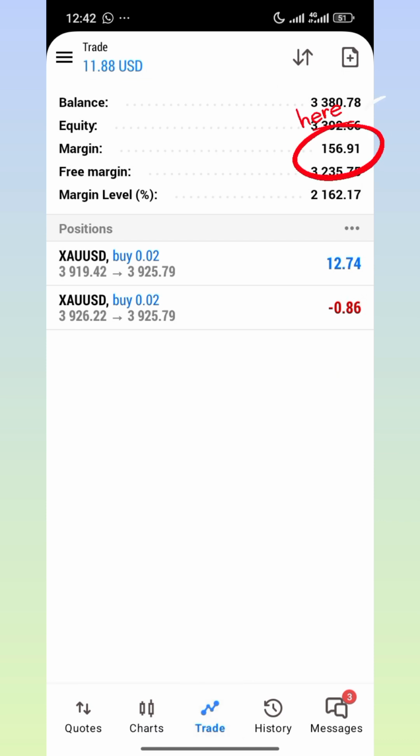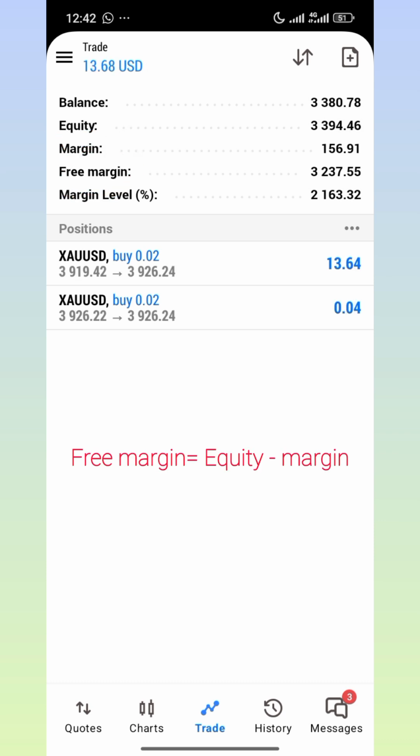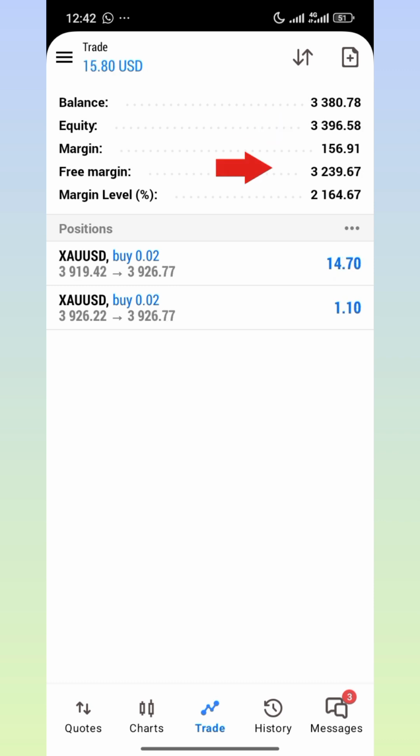So the more you open a new position, the more your margin increases. Just right now, the margin has increased from that 78 to 156.91. Then we have free margin. For the free margin, it is the equity minus the margin that will give you the free margin. This minus this is going to give you the free margin.